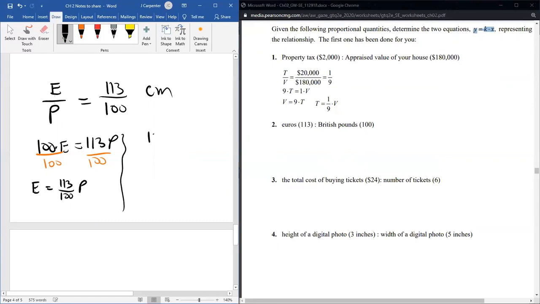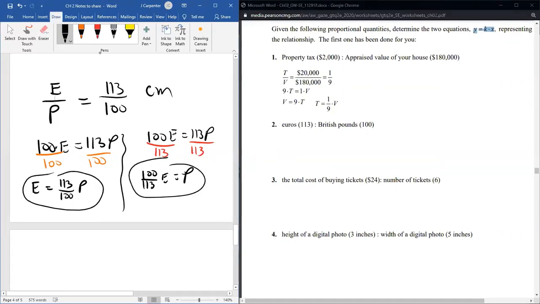Or you could do it this way. You take your 100e equals 113p, and you instead divide both sides by 113 if you wanted to solve for p, which gives us 100 over 113 E is equal to P. Again, either of these could be the one you use. They asked for both, so we did both.